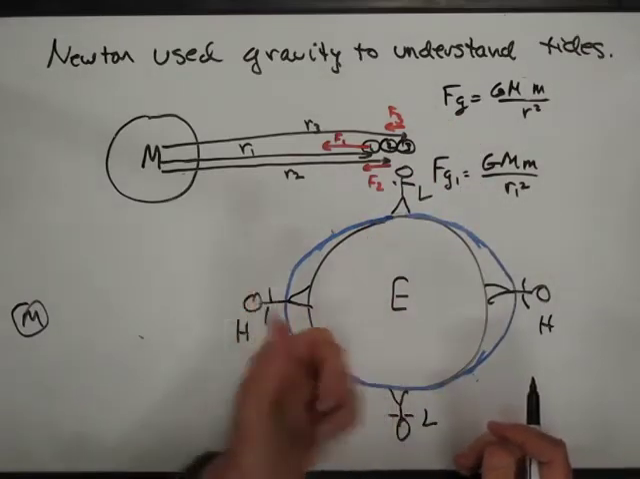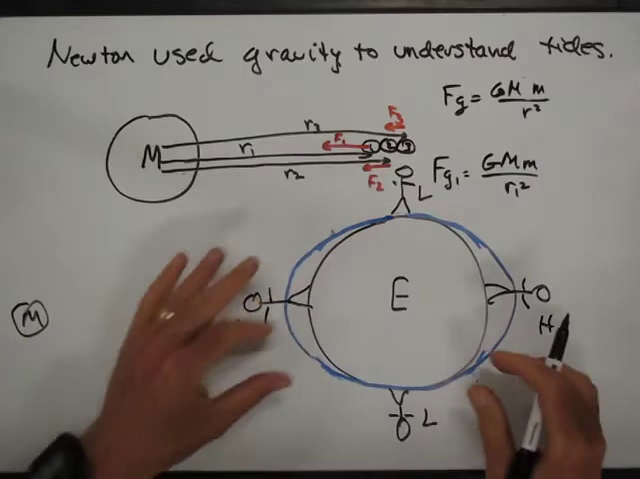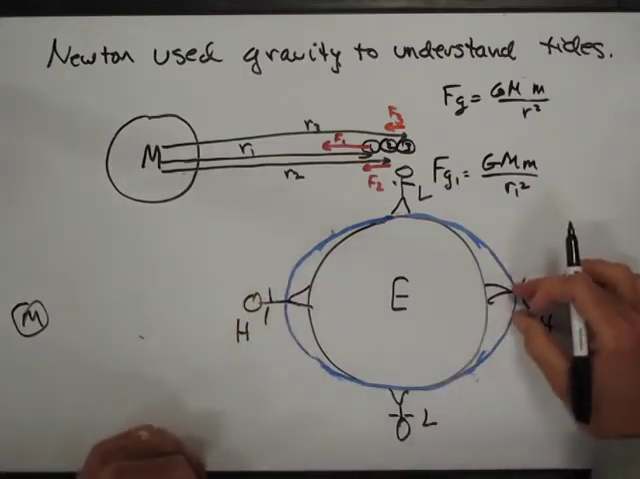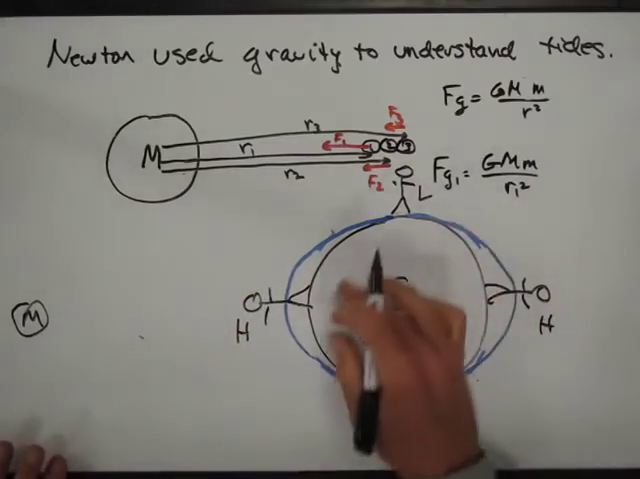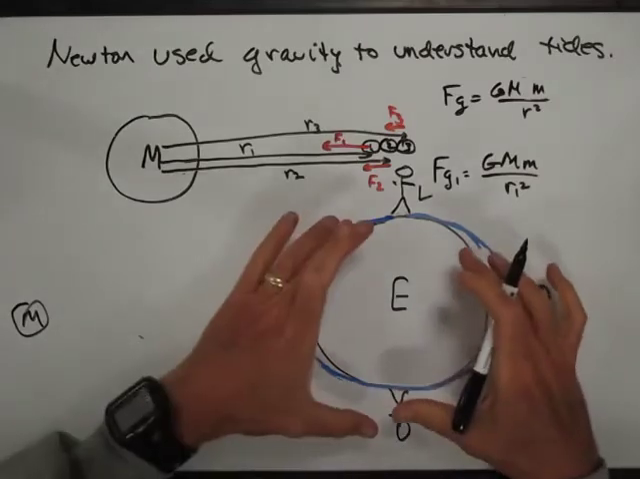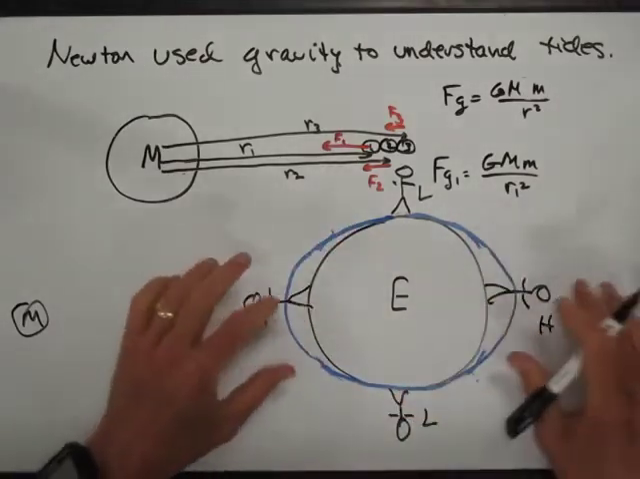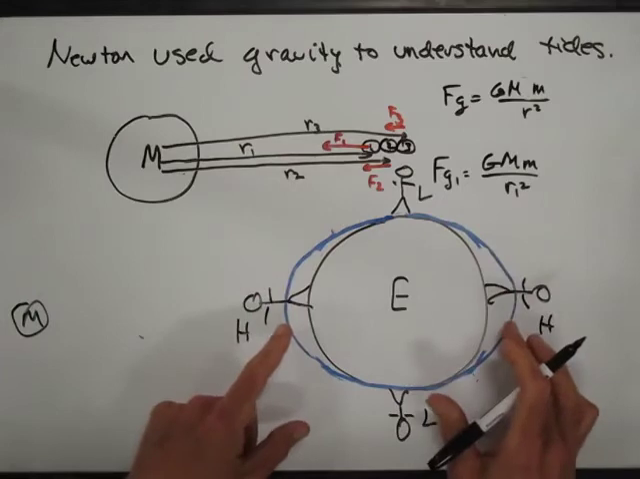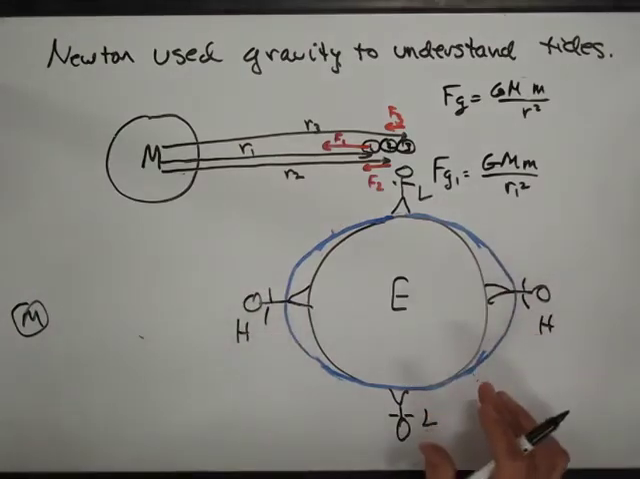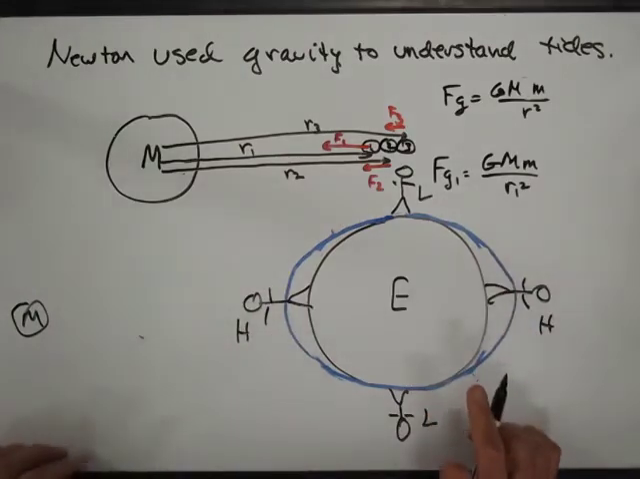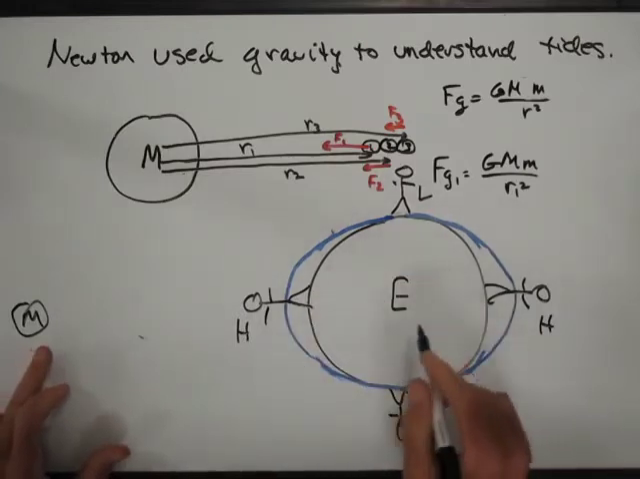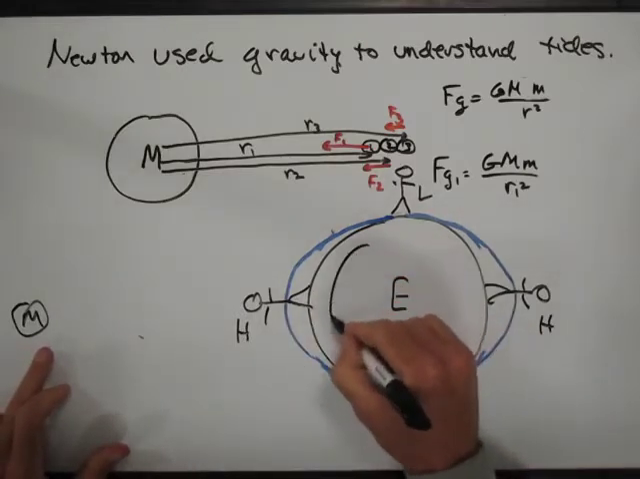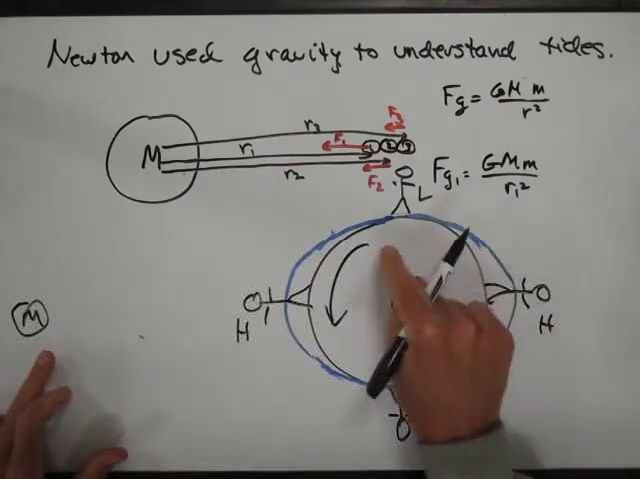Because this water's getting pulled the hardest, it gets pulled ahead. This water's getting pulled the weakest, it gets left behind. By the way, this effect also happens to the Earth, but it's much more solid and it doesn't move around as easily, and so it's mostly the water that gets affected by it. So now the Earth is spinning, right? And it takes 24 hours for it to go around once.